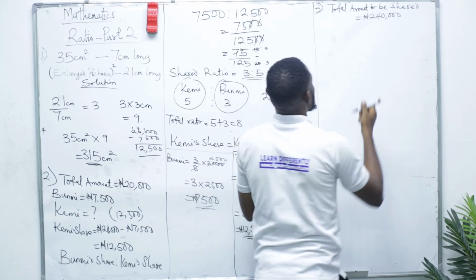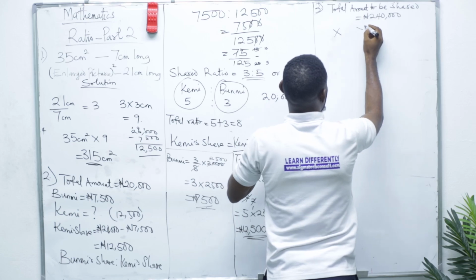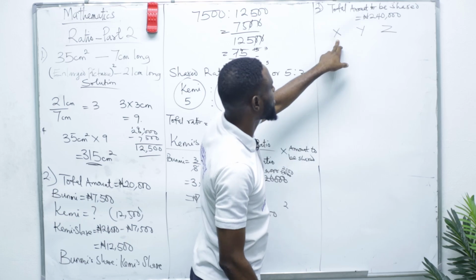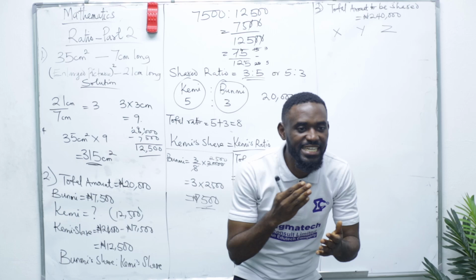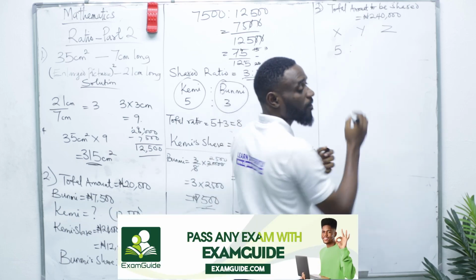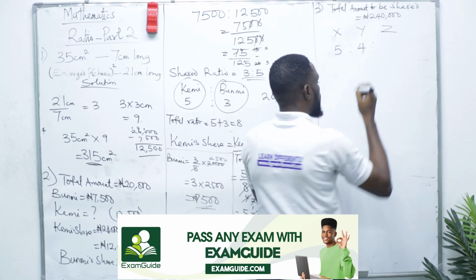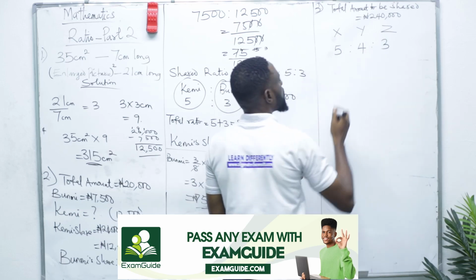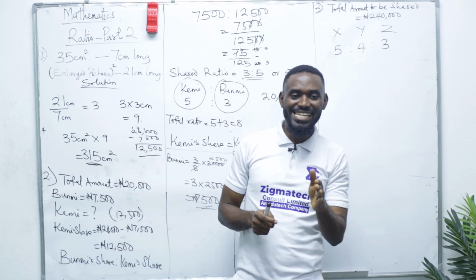So let's say those 3 persons are X, Y, and Z. That is Mr. X, Mr. Y, and Mr. Z. And they said it should be in the ratio of 5:4:3. In this ratio. Now they're asking, what is the least share?